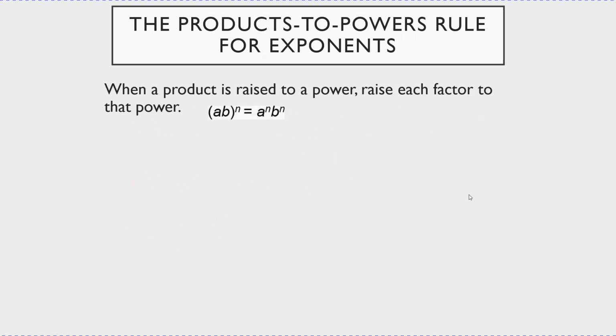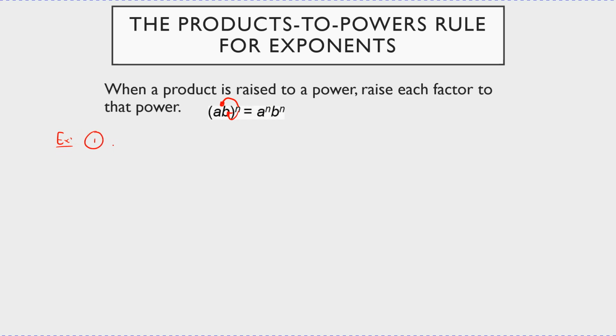When a product is raised to a power, you're going to raise each factor to that power. So if you have, in parentheses, a times b to the nth power, you can think of it as distributing the exponent. And this only works if they're products. If there was a plus sign in there, a plus b to the nth power, this doesn't work. It's just a times b to the nth power. So you can think of it as distributing the n to the a, and then the n to the b. So it becomes a to the n times b to the n.